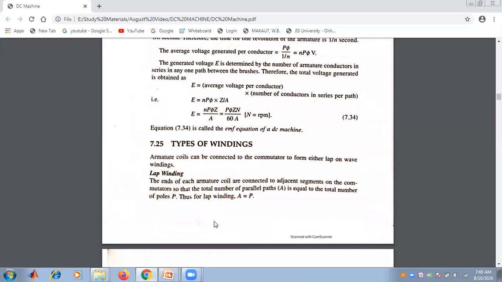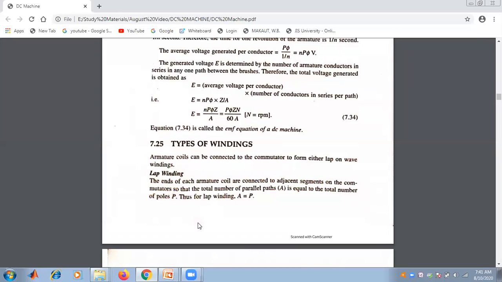Next we will come to the types of windings. We have already told that there are 2 types of windings. One is called the lap winding and one is called the wave winding. So the armature coils can be connected to the armature either by the lap winding or by the wave winding. So let us start with lap winding.